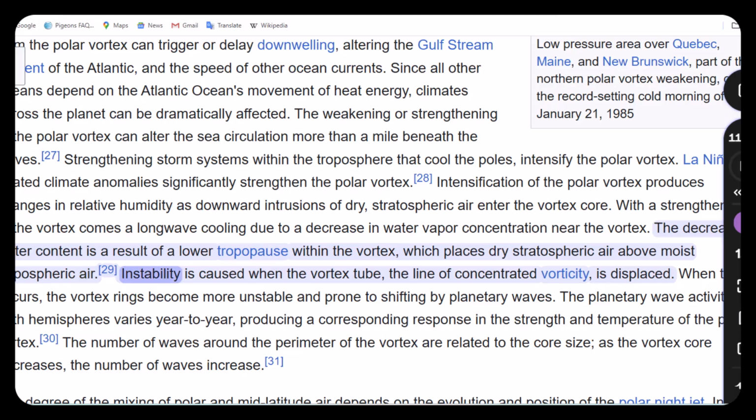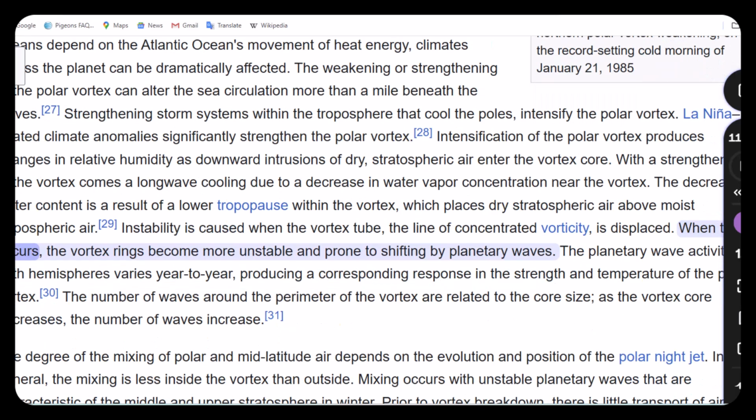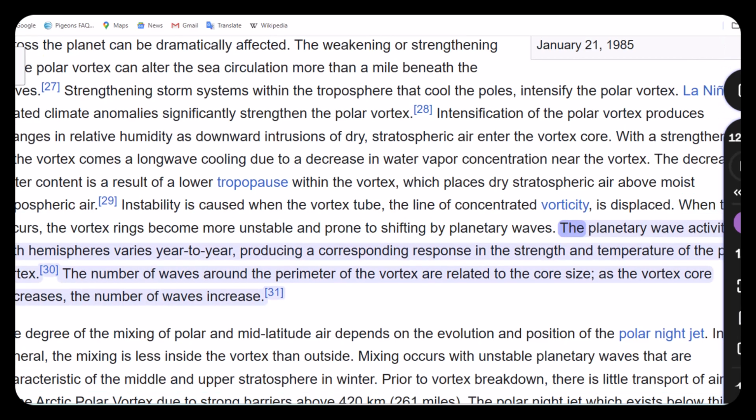Instability is caused when the vortex tube, the line of concentrated vorticity, is displaced. When this occurs, the vortex rings become more unstable and prone to shifting by planetary waves. The planetary wave activity in both hemispheres varies year to year, producing a corresponding response in the strength and temperature of the polar vortex. The number of waves around the perimeter of the vortex are related to the core size. As the vortex core decreases, the number of waves increase.